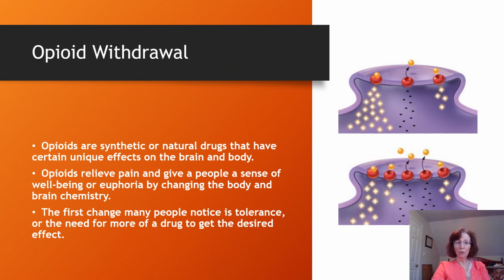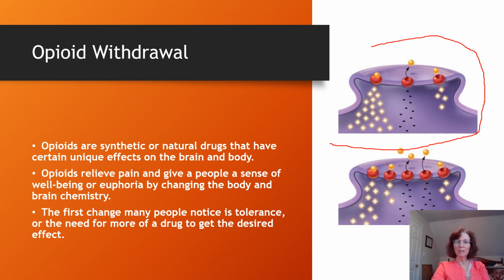What happens in opioid withdrawal? Opioids are synthetic or natural drugs that have certain unique effects on the brain and body. Opioids relieve pain and give people a sense of well-being or euphoria by changing the body and brain chemistry. The first change many people notice is tolerance, or the need for more of a drug to get the desired effect.